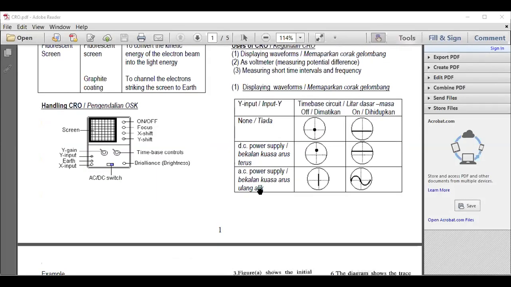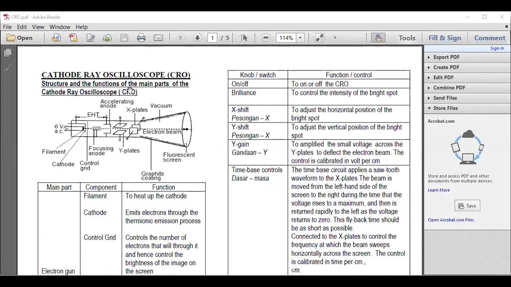Okay, next. The Y input connected to DC power supply, like battery. First the time base is switched off. Maksud dia begini, Y plate itu akan disambung kepada bateri contoh. Let's say this is positive, this is negative. Time base off. So kalau atas positif, bawah negatif, you see the cathode ray will be deflected upward. Kalau bawah positif, atas negatif, dia akan deflect ke bawah. Ini time base off lah.